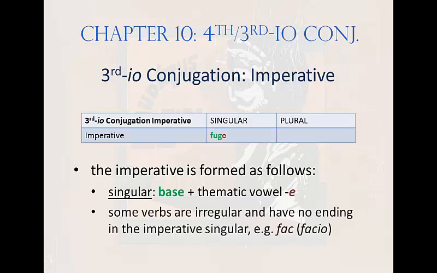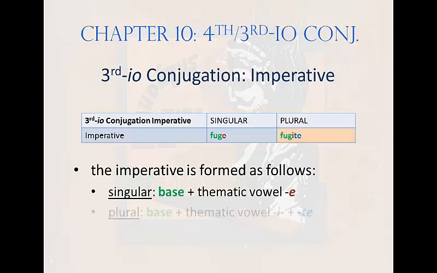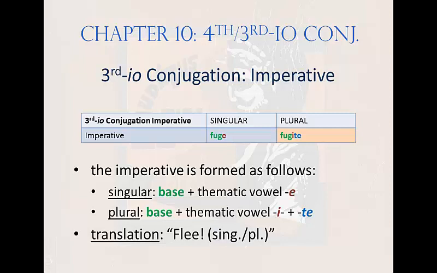And oh my, there are some verbs that have irregular imperatives, like facio has fac, and those other forms we sang in the nursery: dic, duc, fer. Those don't look very forthright. Well, at least the plural is regular. It uses the thematic vowel i and adds te, that's to be expected from all the conjugations, producing fugite, flee.